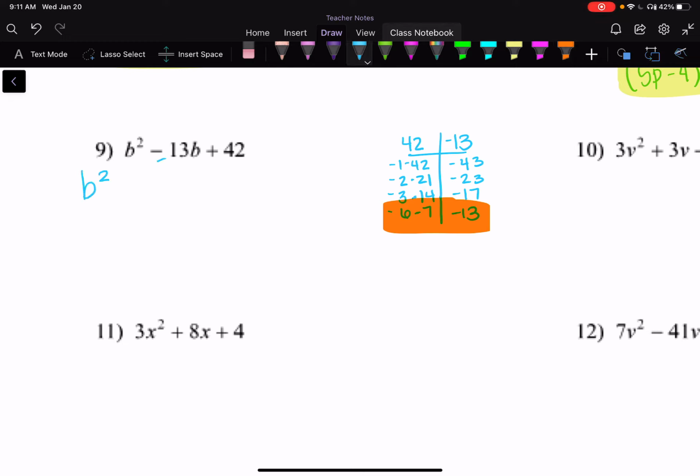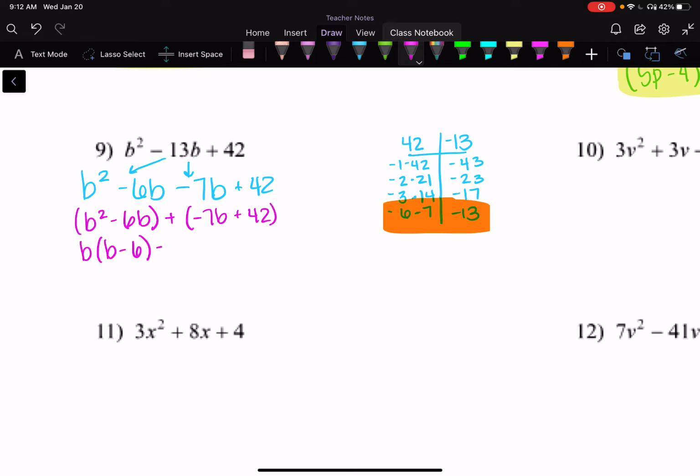So b squared minus 6b minus 7b plus 42. I will rewrite and group so that I have a plus sign between my two parentheses, and then factor out my GCF. I'm left with b minus 6 and b minus 7.